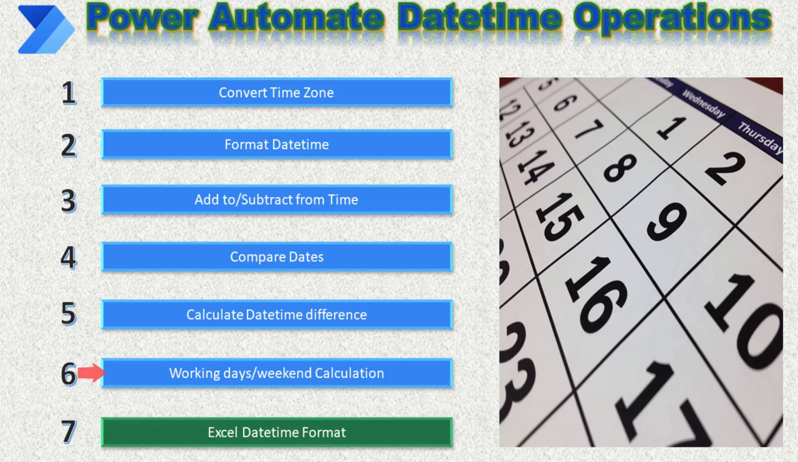The next one, we're going to learn how you can find the days of a week, month, or year. This is going to be very useful for the next option that we're going to learn, finding the weekend. And the last one, how you can get date from the Excel and what are the different formats that you get in Power Automate. Okay, so let's start.